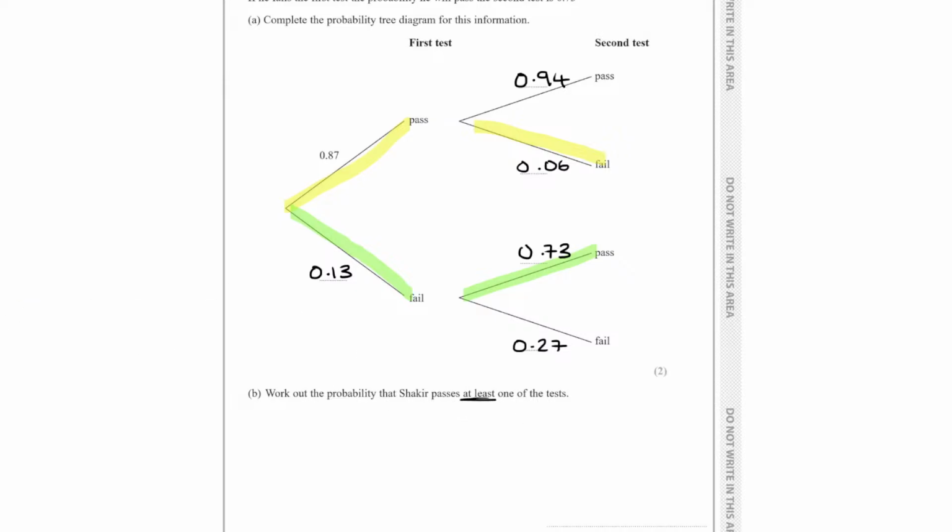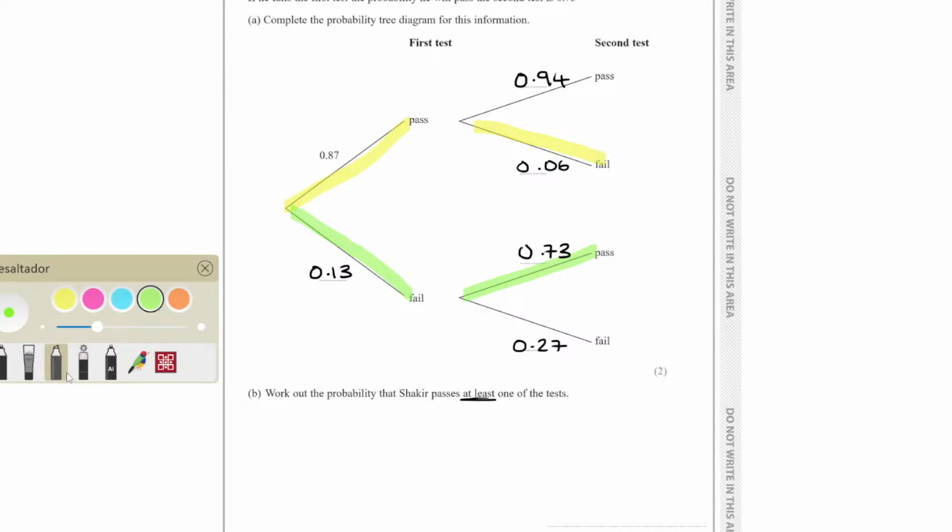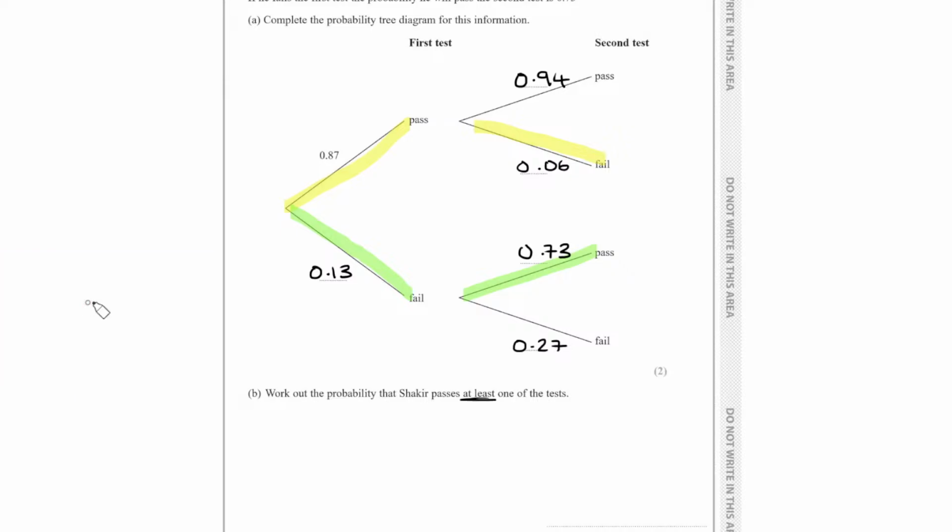At least is obviously one of each, but also it could be both. He passes at least one, so he could actually pass just one, or he could pass both, couldn't he? So, pass and pass is also an option. So here, to work out this probability, you've got 2 options. If you have a look at our tree, do you see the only option that's not highlighted is fail and fail. That's the only one that wouldn't come under passing at least one.